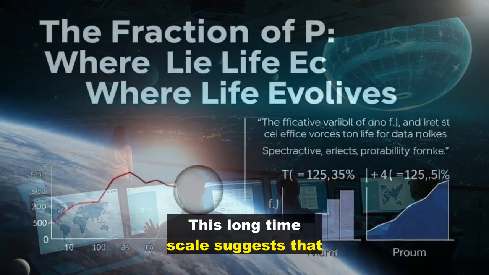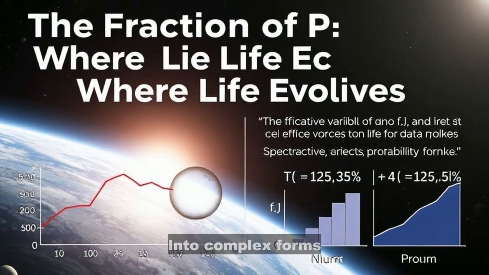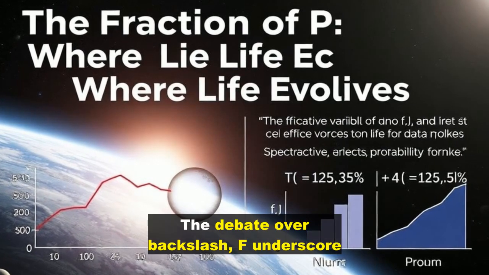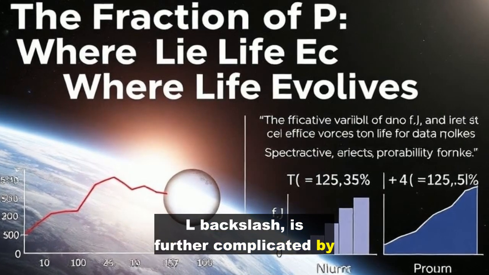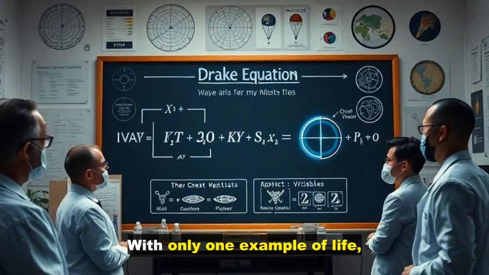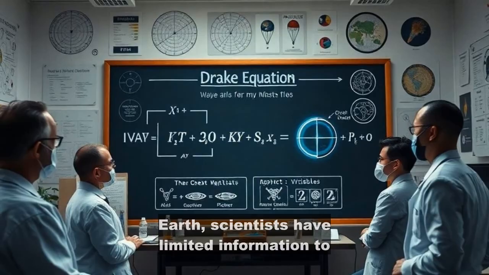This long timescale suggests that even if life starts easily, evolving into complex forms might be a bottleneck. The debate over f_l is further complicated by the lack of empirical data. With only one example of life, Earth, scientists have limited information to work with.